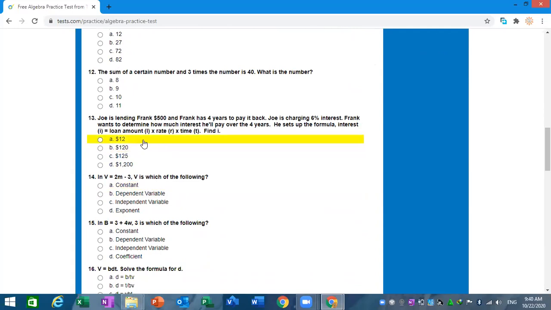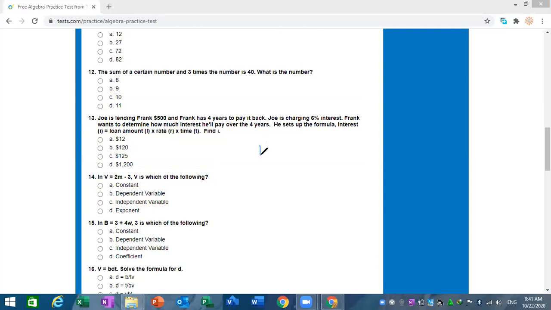But let me revise with you, for example, question number 13. Joy is lending Frank $500, and Frank has 4 years to pay it back. Joe is charging 6% interest. Frank wants to determine how much interest he will pay over the 4 years. So in this question, he sets up a formula for the interest. Do you remember the formula for the interest? Tell me, what was the formula for the interest?